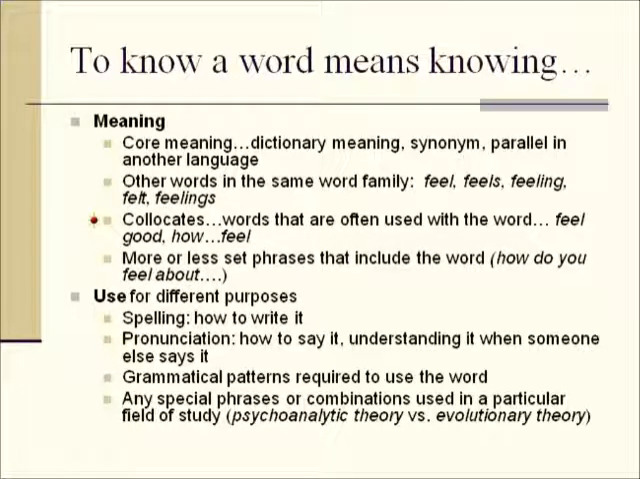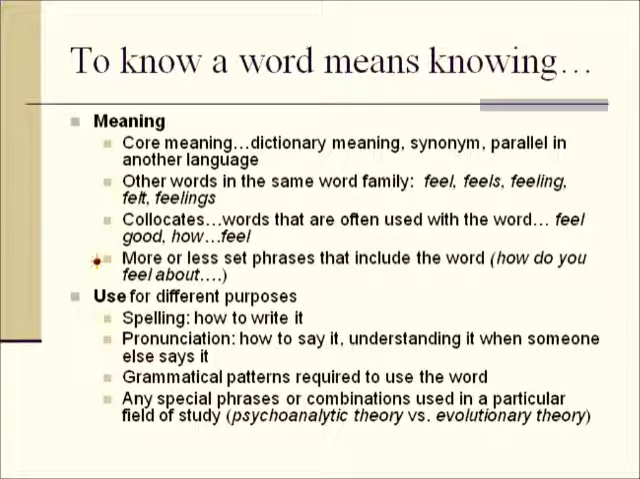Collocates means words that are often used together. So feel is often with good, feel good, or with how, as in how do you feel. More or less set phrases that include the word, how do you feel about. So the meaning is core meaning, other words, and then these words that are related to it.